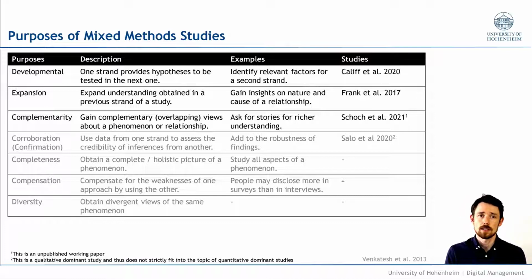And then the third one is complementarity. Here, the purpose is to gain complementary, or you could also say overlapping, views about a phenomenon or a relationship. So, for example, you could ask for stories for a richer understanding of the phenomena that you tested in your quantitative parts of the study. And there is an example that I will show later. It's an unpublished paper, but I put it on here as a reference.